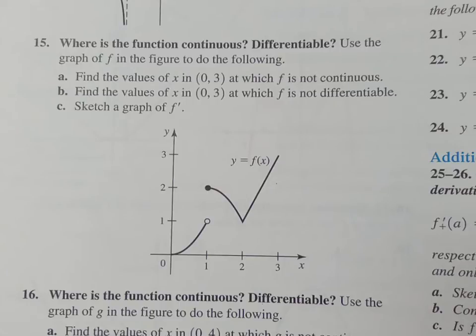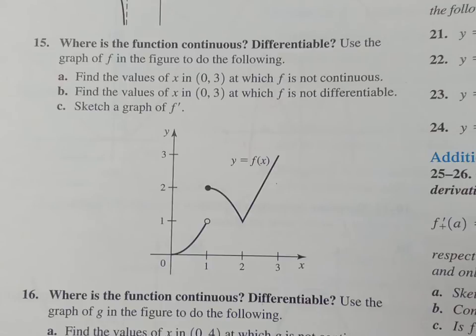All right, so find the values of x in the interval 0 to 3 at which f is not continuous. So just one. What about the values of x in that interval 0 to 3 where it's not differentiable? 1 and 2, because you can't do it because of that little check mark. All right, so then sketch a graph of f prime.